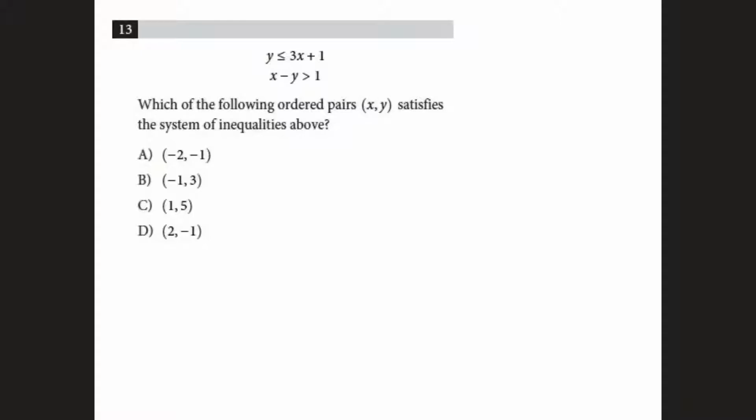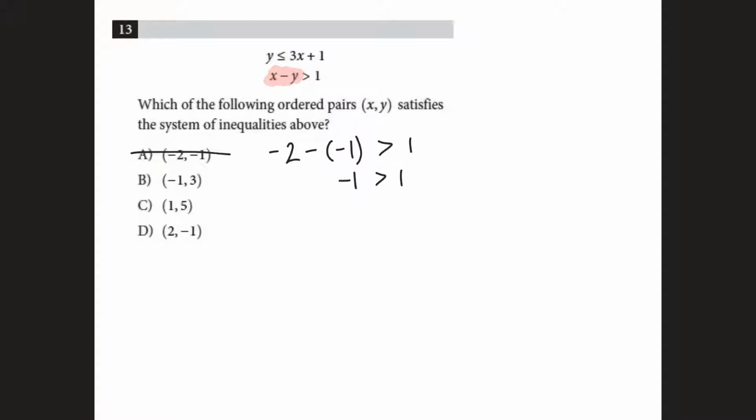Okay, so we've got a pretty simple expression right here. It'd be pretty easy just to check some values real quick to see possible solutions for the second inequality. For A, that'd be -2. That'd be -2 minus -1 is greater than 1. Well, -2 minus -1 is -1. So that one can't be a solution.